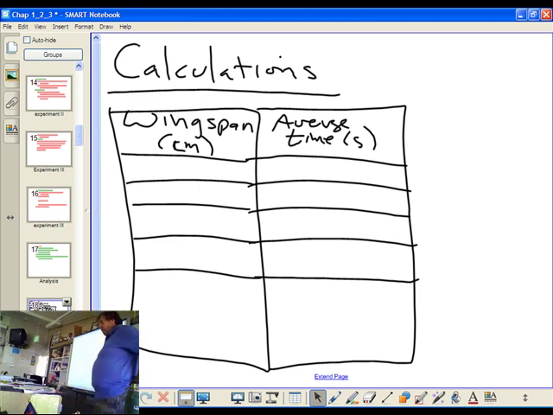Yes, I'm going to leave that up. Pardon? I would just write out the word. Sometimes, like for average, a lot of times I'll use AVG, but for wingspan, you probably want to put the whole thing.